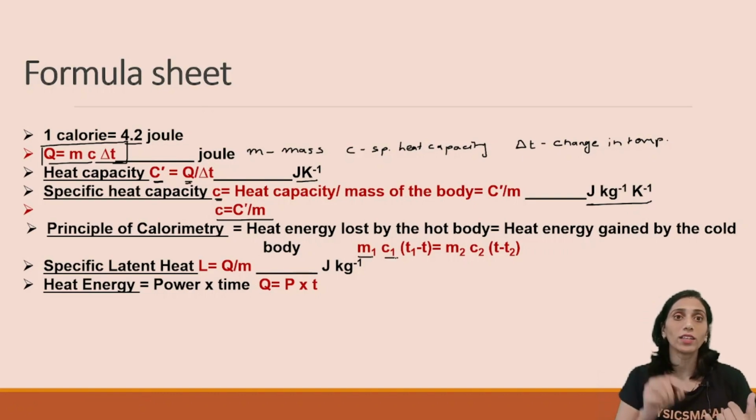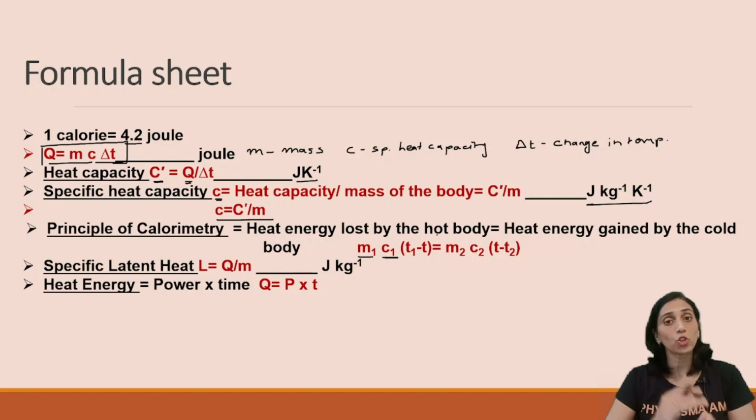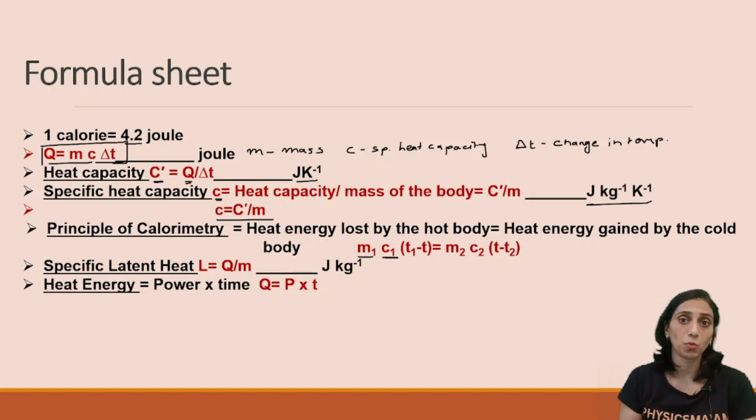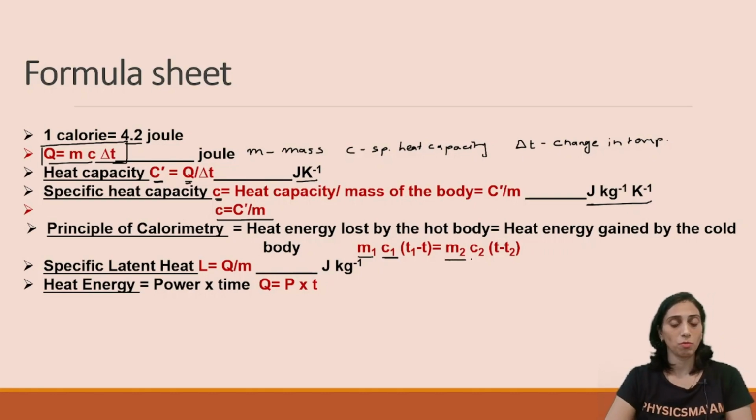M1 nomenclature use करते हैं जब भी hot body को refer करना है, right? So M1 is the mass of the hot object. Then C1 is the specific heat capacity of the hot object. Then जो temperature difference होता है, तो the higher temperature is always termed as T1, and the body at a higher temperature, whatever the temperature, is noted as T1, and the body at lower temperature, its temperature is taken as T2, right? So the cold body's mass is taken as M2, its specific heat capacity as C2, and its temperature will be T2, right?